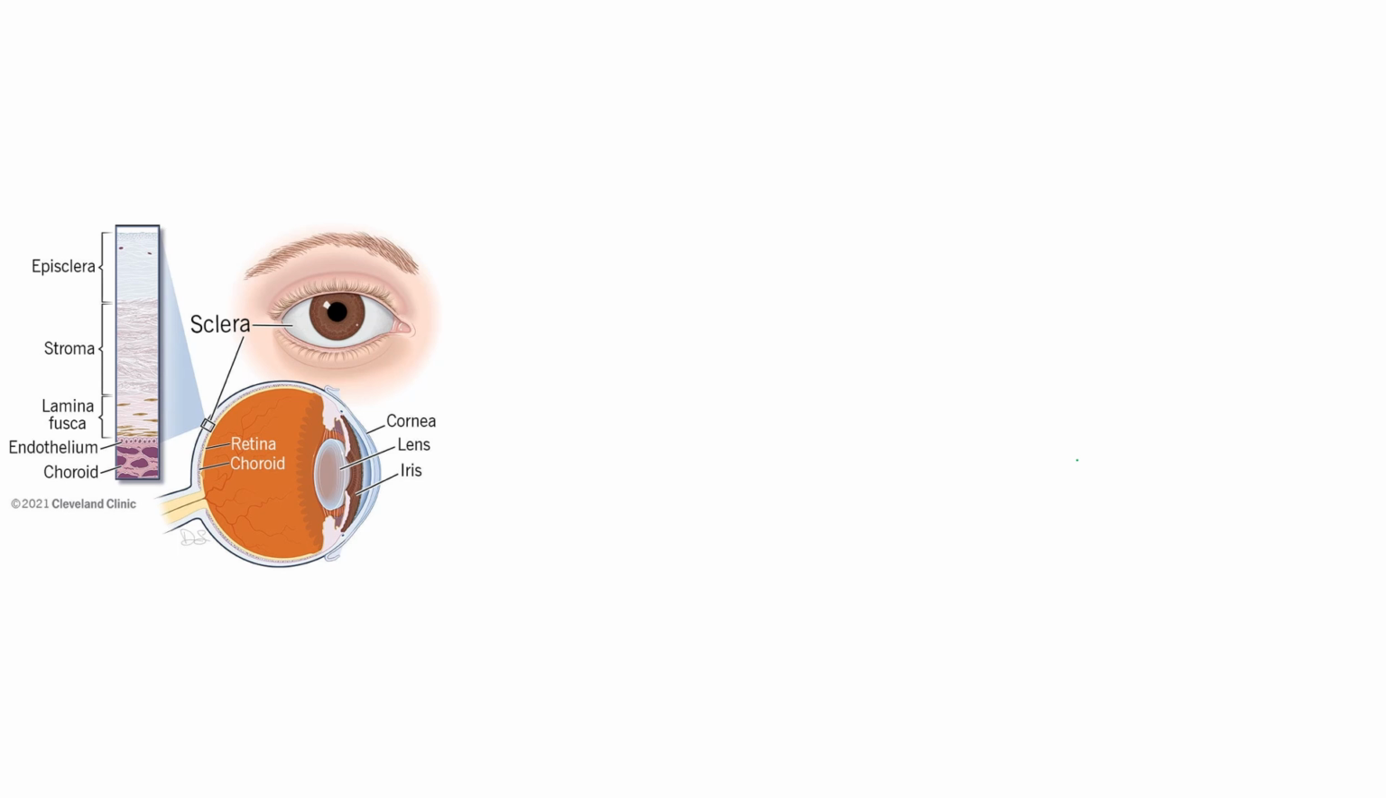Hello everyone. In this video, let us discuss the diseases of the sclera. The sclera, as you can see in this picture, is the tough, white colored, opaque outer covering of the eyeball. It is derived from the neural crest and it is composed of collagen and elastin.